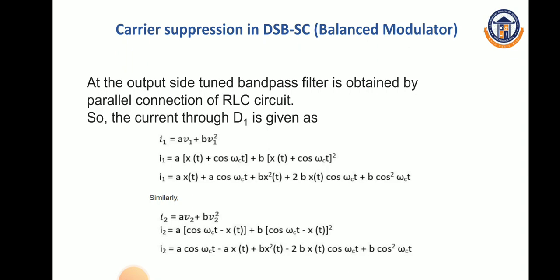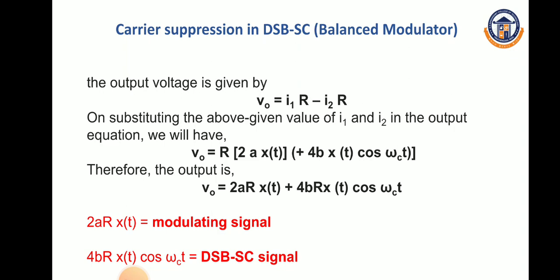Similarly I2 we get A cos omega ct minus A x of t plus B x square of t minus 2B x of t cos omega ct plus B cos square omega ct. So output voltage V0 is equal to I1 into R minus I2 into R. In the output equation you will get V0 is equal to 2A R x of t plus 4B R x of t cos omega ct.